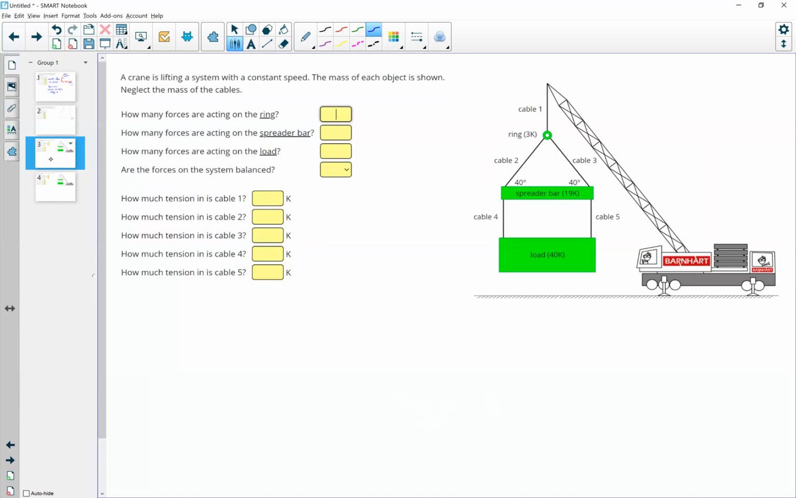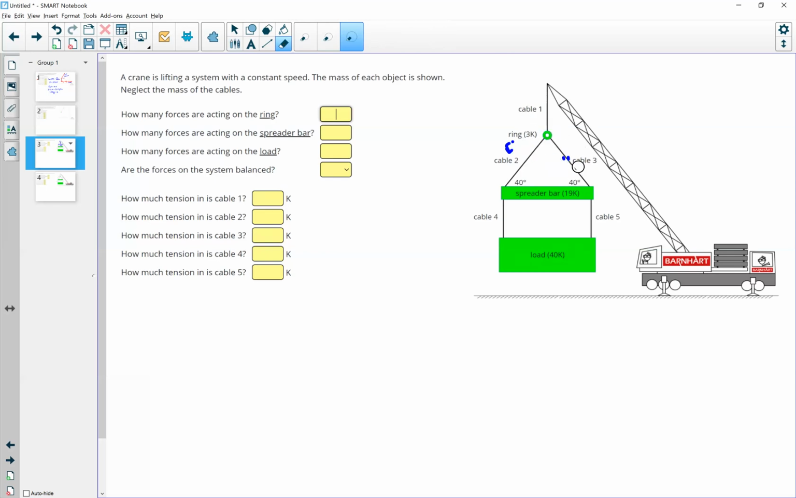How many forces are acting on the ring? So here's the ring. If we think about what forces are acting on it, it has weight. So there's going to be the weight force. There's this tension here, there's tension there, and there's tension there. So the ring has four different forces acting on it.